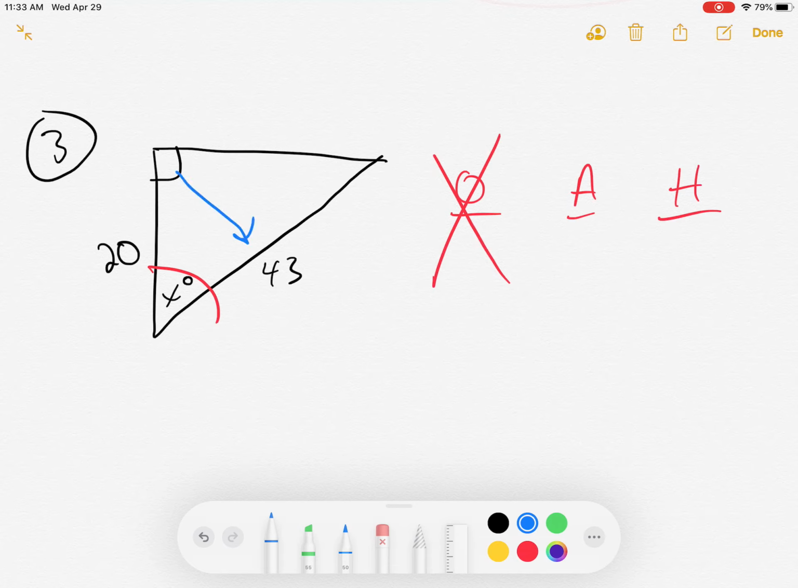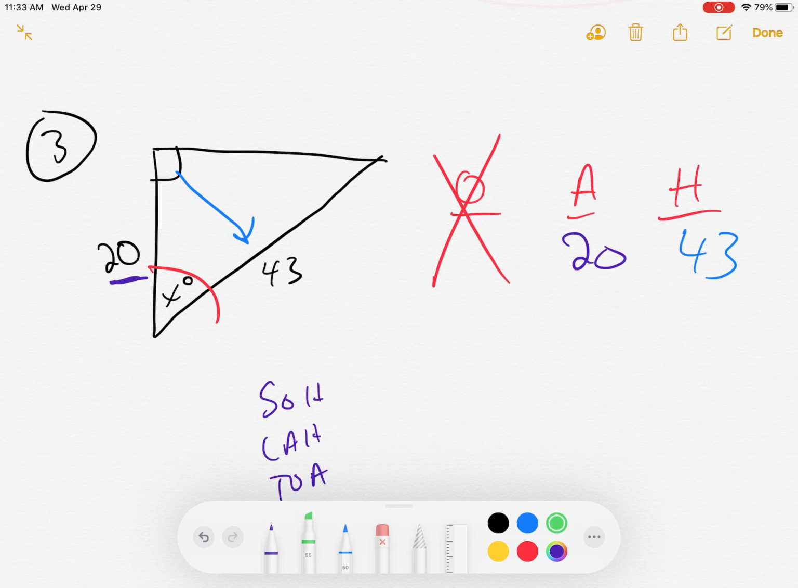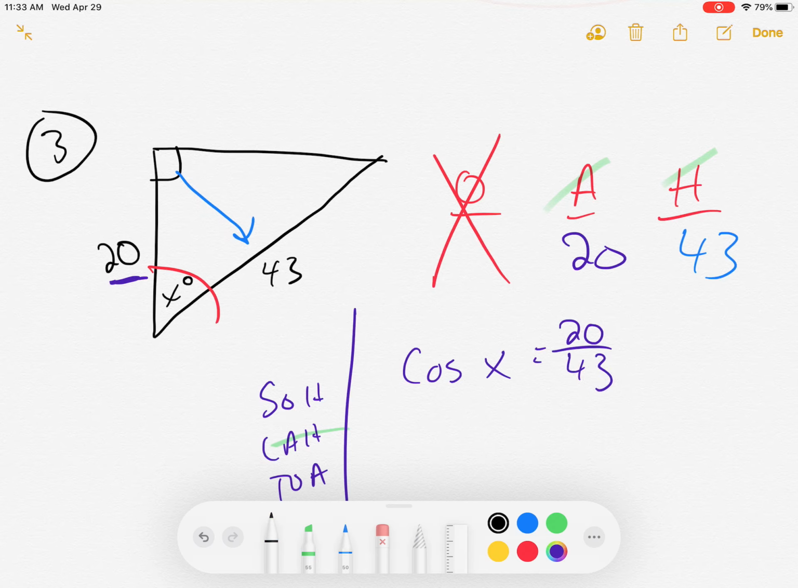What I do know is my hypotenuse is 43, and I know that my adjacent side, the one next to it, is 20. So, SOHCAHTOA. Which one uses A and H? So I'm going to say the cosine of X equals A, 20, over H, 43.